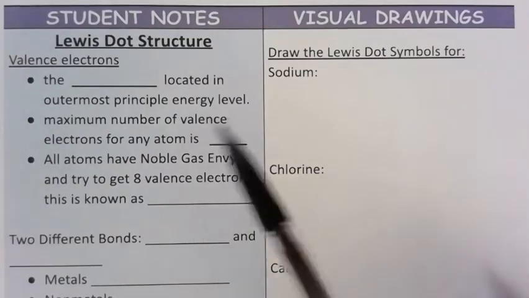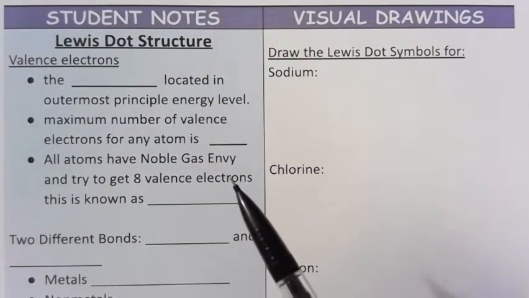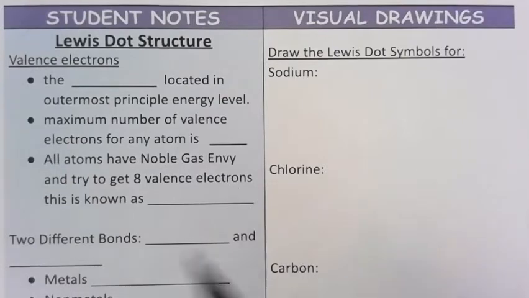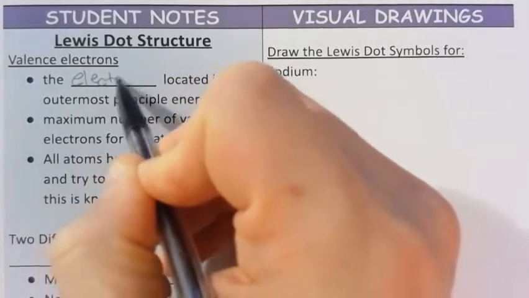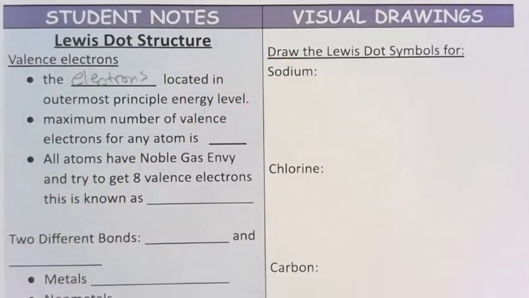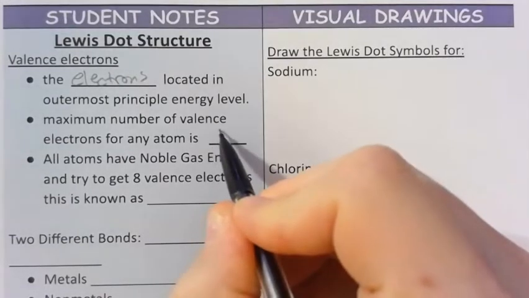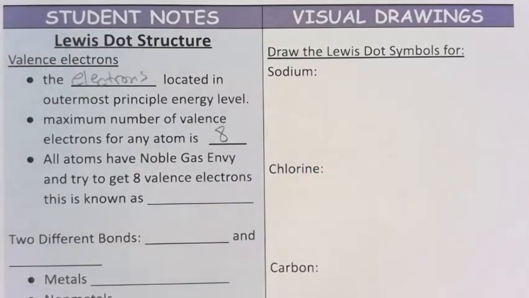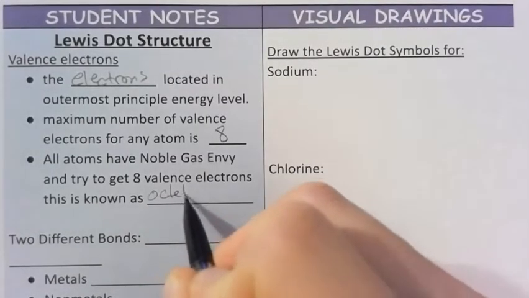So in terms of the electrons we're going to focus on, we really only care about that outermost energy level, what we call the valence electron. So these are the electrons located in the outermost principal energy level. And the maximum number of valence electrons, again, for any element is 8. We can't exceed 8, which is what we refer to as the octet rule.